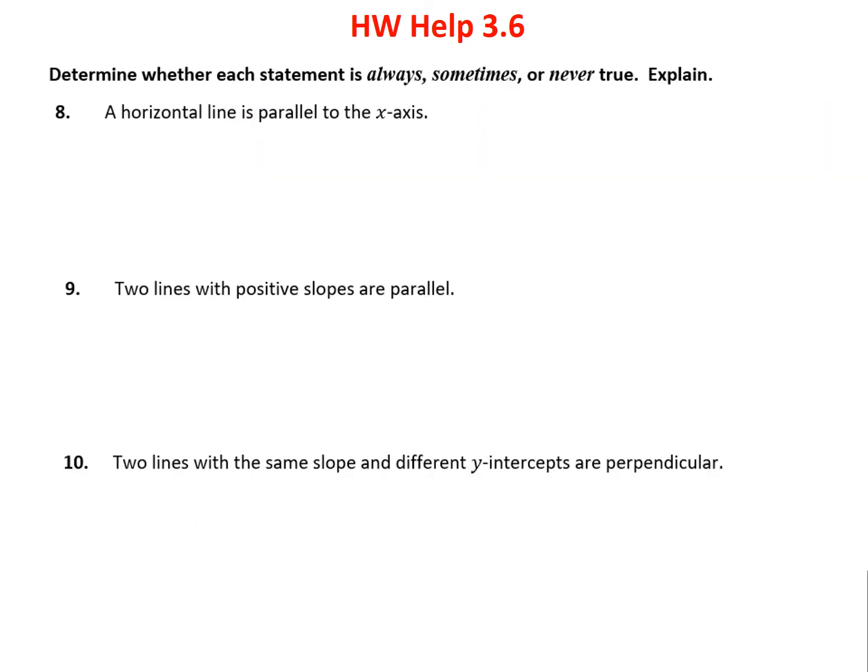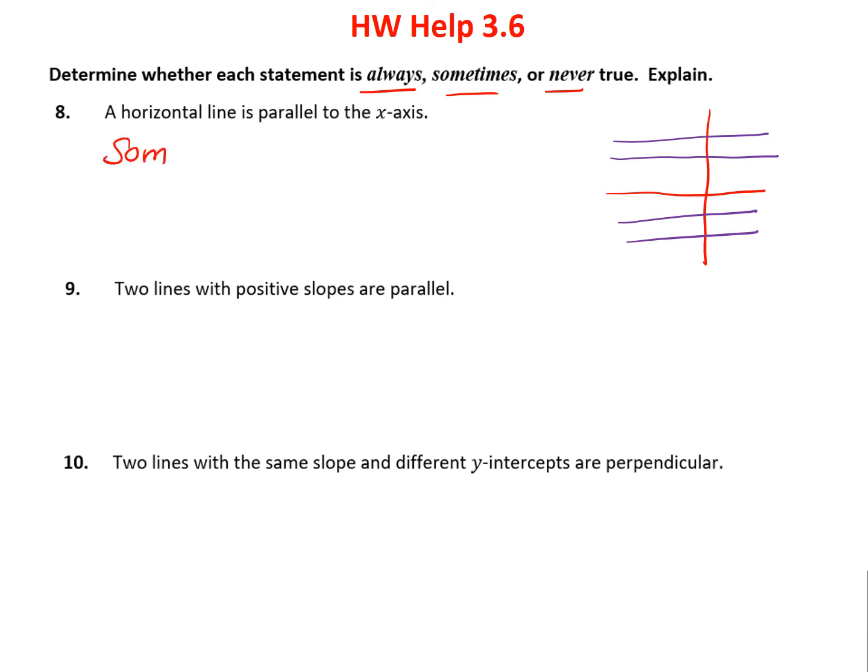Our last three problems ask us to determine whether each statement is always, sometimes, or never true, and then explain. The first one is the trickiest one. It says a horizontal line is parallel to the x-axis. So we're thinking here, here's my x-axis, and if I have a horizontal line, I'm tempted to say always. But the answer, surprisingly, is only sometimes. The reason it's sometimes is all the lines are going to be parallel, but if my line actually is the x-axis, then they're not considered parallel to the same line. So this is true all the time except for one line.